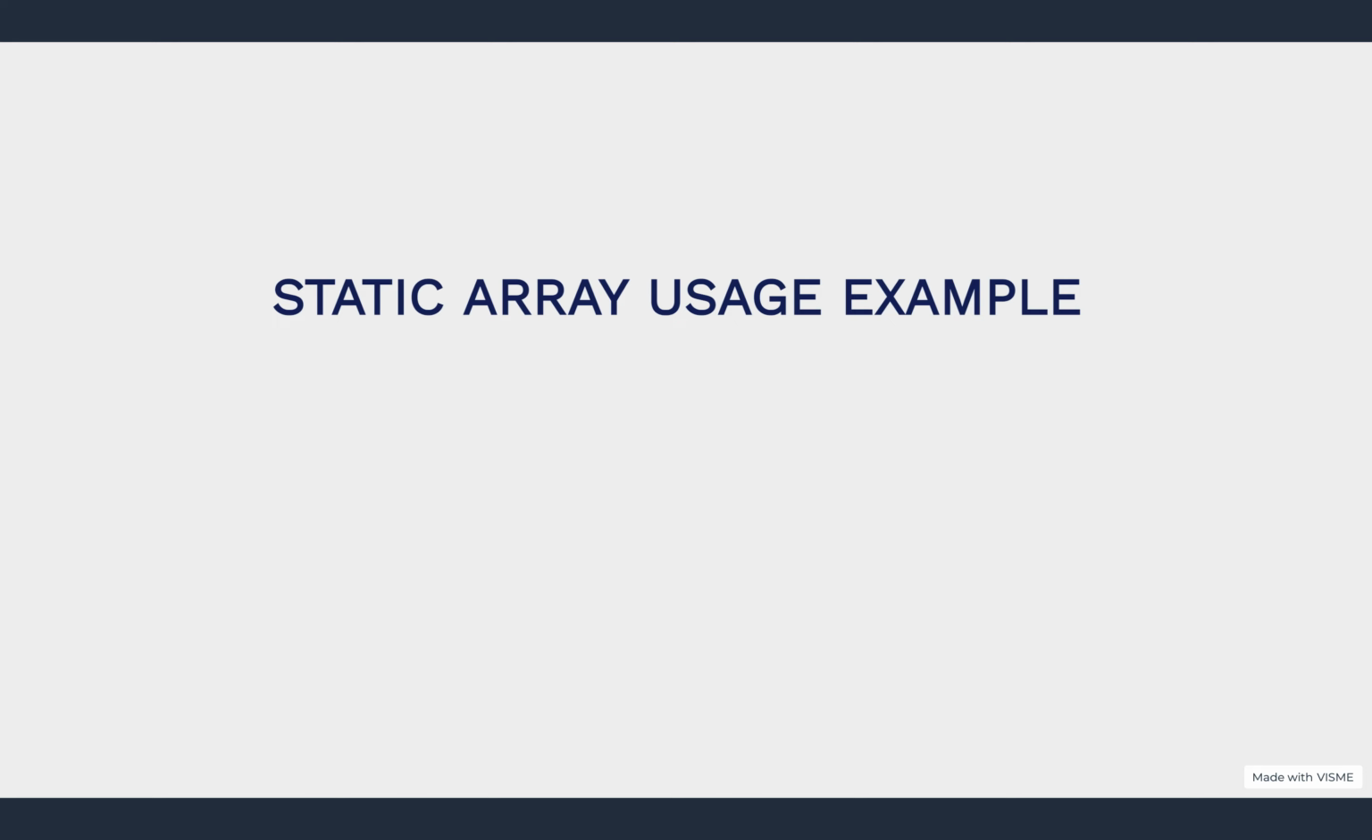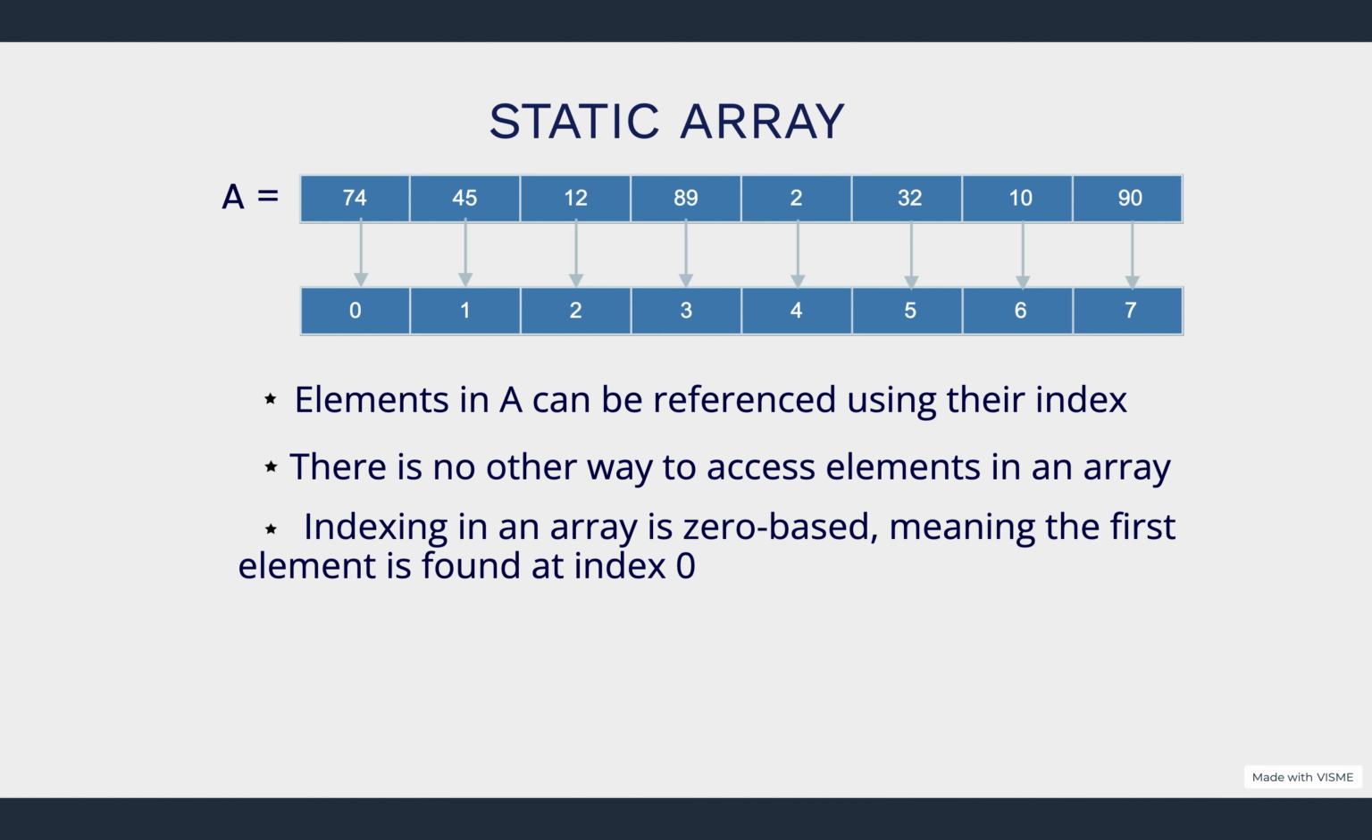Static array usage example. Let's look at how you can use a static array. This is an example of a static array. The first table shows the elements, while the second table shows the index of each element. So elements in an array can be referenced using their index. To reference 74, you have to use index 0. To reference element 12, you have to use index 2. There is no other way to access elements in an array. You can only access an element in an array using its index. There is no other way.